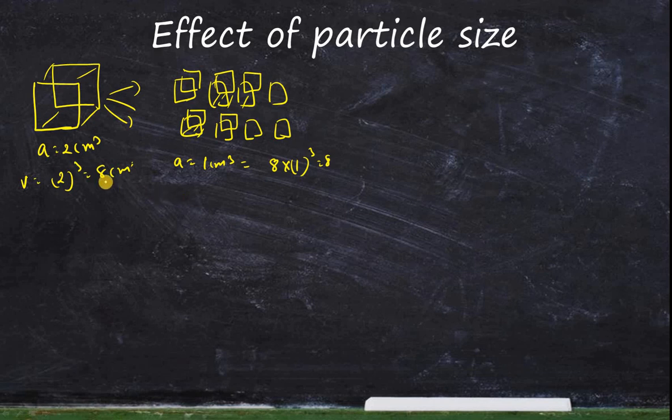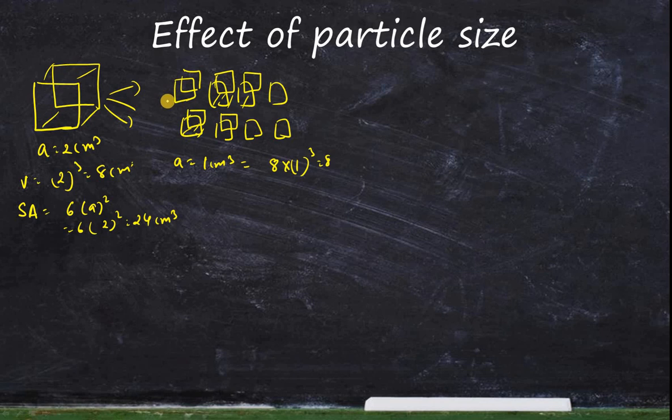Now let's calculate the surface area. Do you know the area of a cube? It is 6 A squared. It means 6 times 2 squared, which is 24 centimeter square.